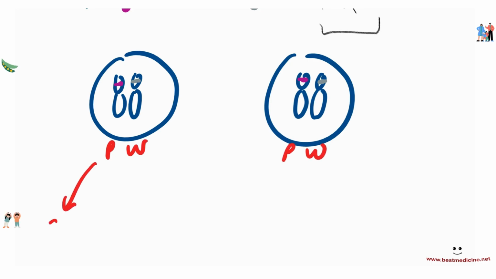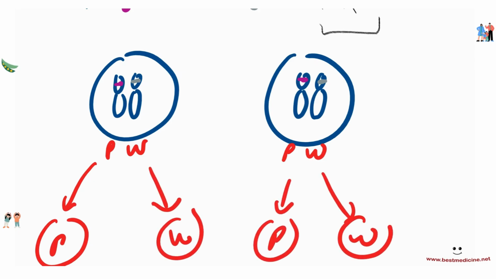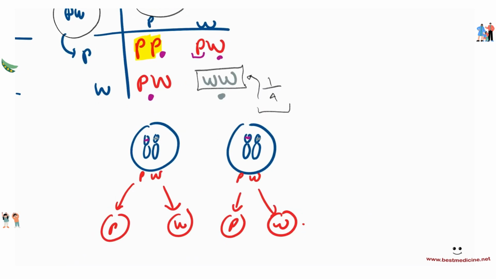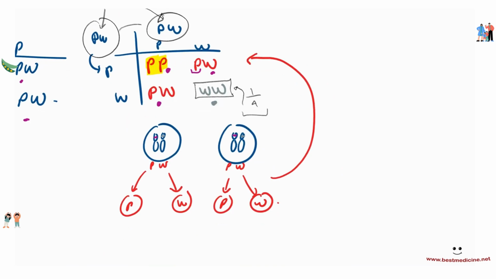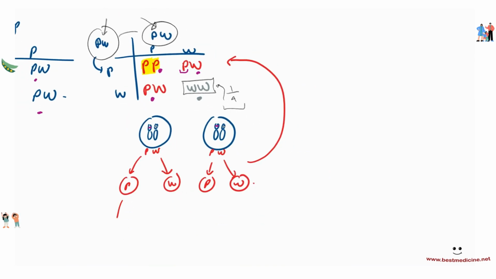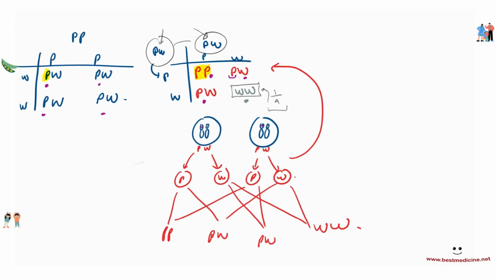And so this is going to make a gamete with P, this is going to make a gamete with W, this is going to make a gamete with P, that's going to make a gamete with W. And then what we did was we put these gametes and crossed them with each other using the Punnett square. We can just cross them with each other over here as well and get the same genotypes, PP, PW, right? PW, and then eventually WW. Understood?